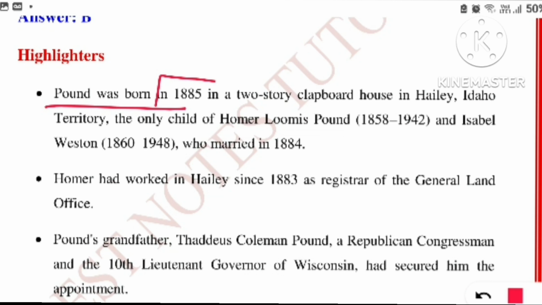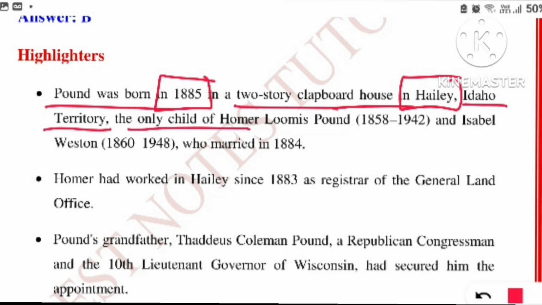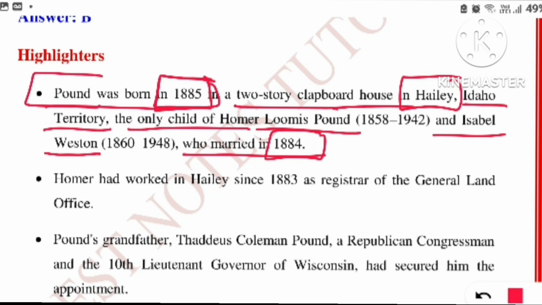Pound was born in 1885 in a 2-story clapboard house in Hailey, Idaho Territory. They were not rich during that period. He was the only child of Homer Loomis Pound and Isabel Weston, who married in 1884. In 1884 his parents got married, and in 1885, the very next year, Ezra Pound was born. Please remember the date of his birth and the year of marriage of his parents. Next important point is the name of the place where he was born and the names of his father and mother. His father's name is Homer Loomis Pound and mother's name is Isabel Weston.